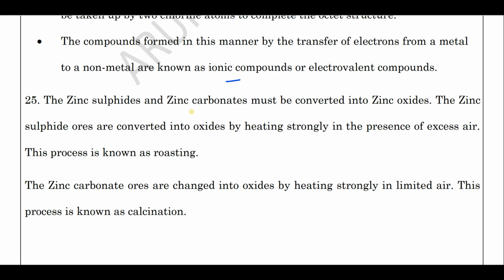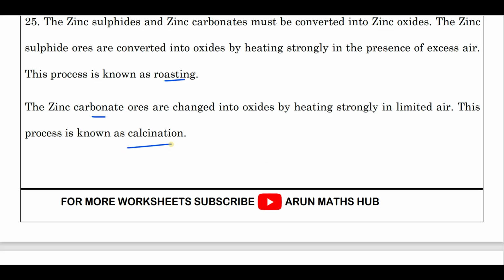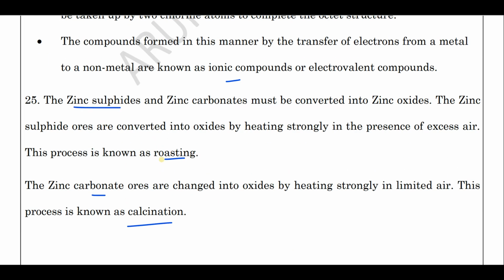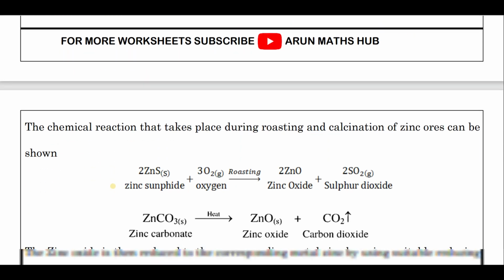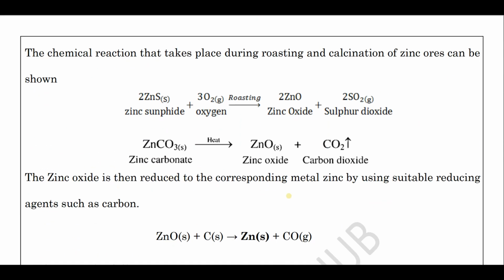The zinc sulfide and zinc carbonate must be converted to zinc oxide. Zinc sulfide ores are converted into oxide by heating strongly in the presence of air, called roasting. Zinc carbonate ores are changed into oxides by heating strongly in a limited supply of air. This is called calcination. Zinc sulfide, roasting. Zinc carbonate, calcination. Now, what are the oxides formed, and what are they made to react with?